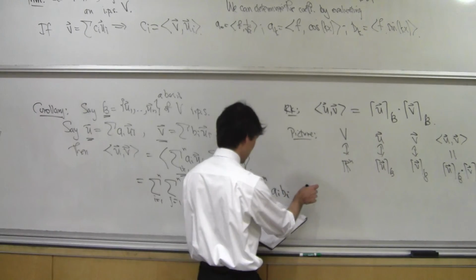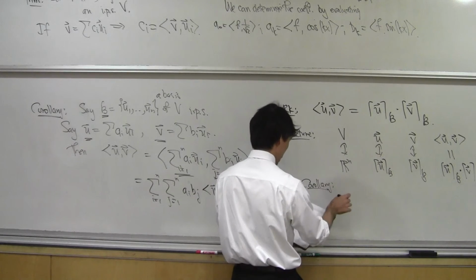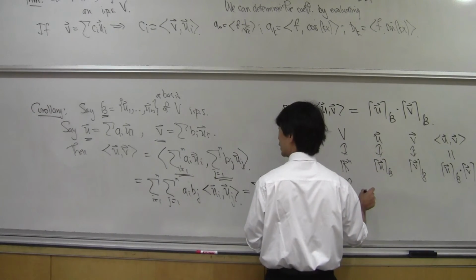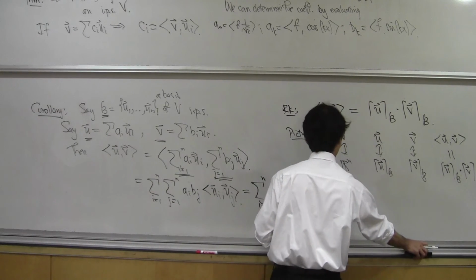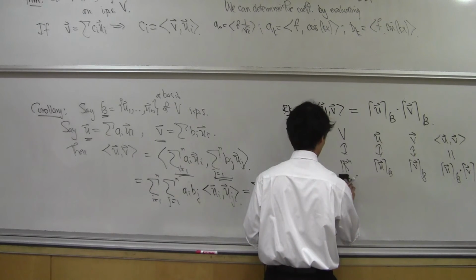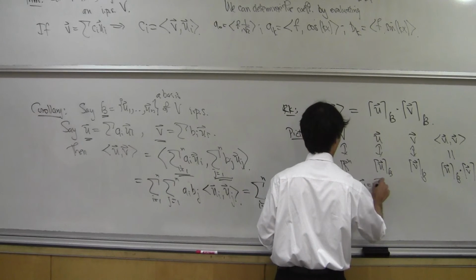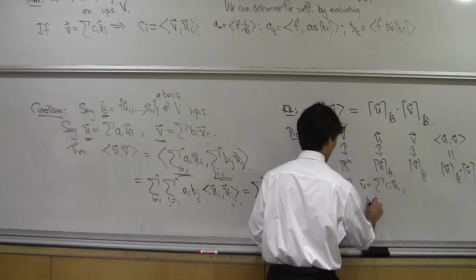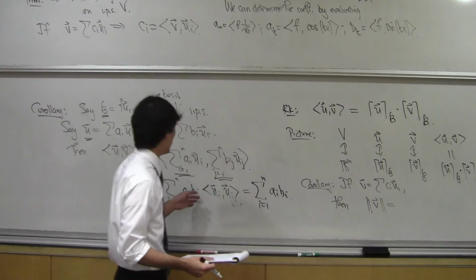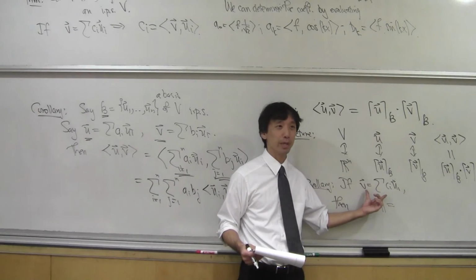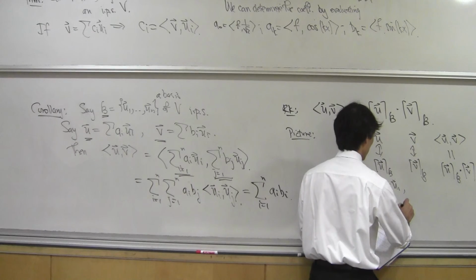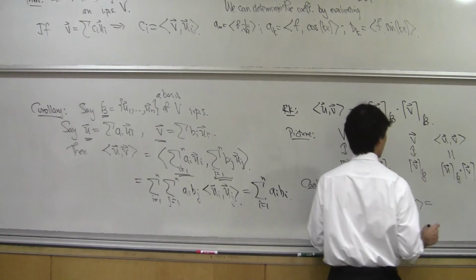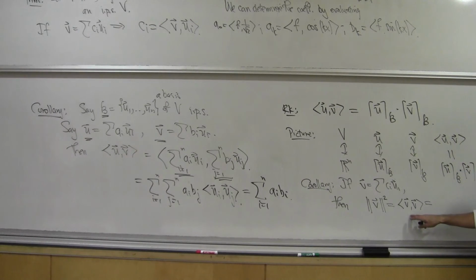Okay, and notice, there's one last thing to notice. Suppose you take just one vector, and you take the inner product of the vector against itself. What are you going to get? That's right, you're going to get summation ci squared, from i equals 1 to n.